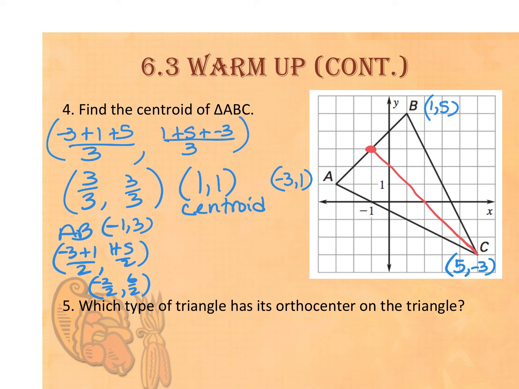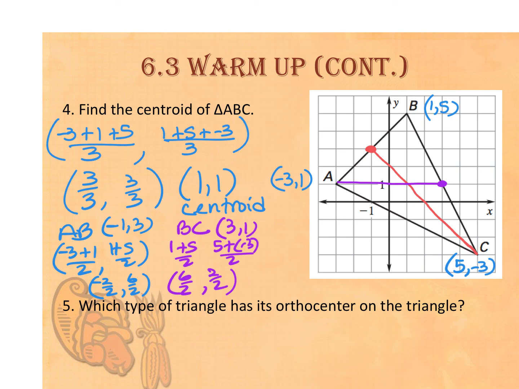I'm going to find the midpoint of BC. So for BC, I'm going to add 1 plus 5 divide by 2, 5 plus -3 divide by 2, 6 over 2, 2 over 2, ordered pair 3, 1. So let me graph that one. Draw in the median.